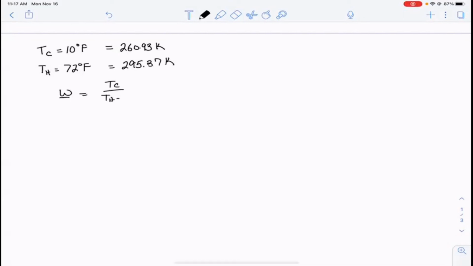Okay. And so our coefficient of performance then for this problem is then equal to, right, T cold over T hot minus T cold, which is 260.93 Kelvin divided by 295.37 Kelvin minus 260.93 Kelvin. And of course, then putting that into calculator, that is a coefficient of performance that's equal to 7.6. Okay.